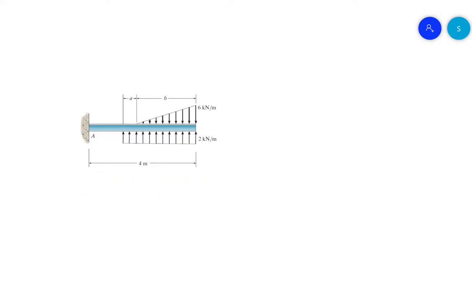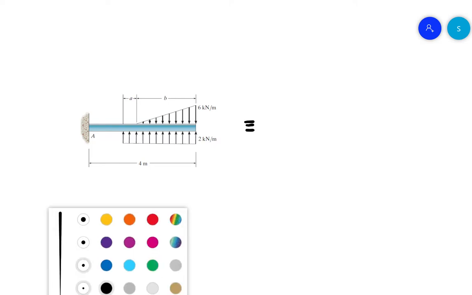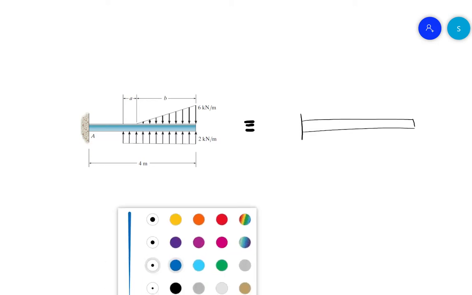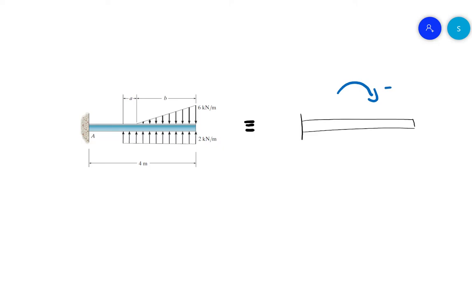Okay, so we will solve this problem. The goal is to replace those two distributed loads by only one couple. So we will have the beam and we will have one couple, and we know this couple, it's minus 8 kilonewton times meter. Okay, so we want to replace those two distributed loads by one couple. That's called an equivalent system.